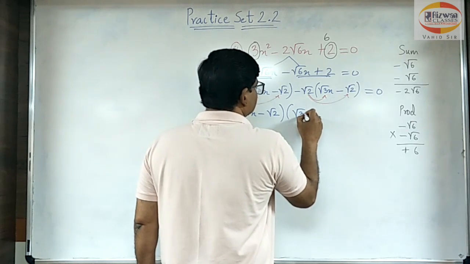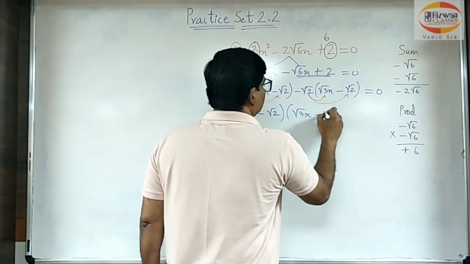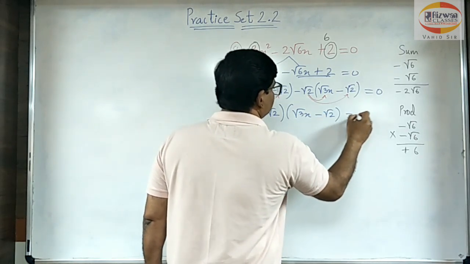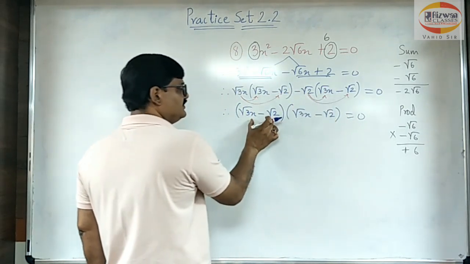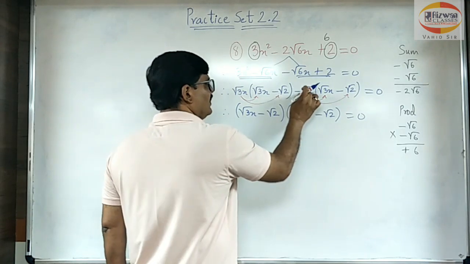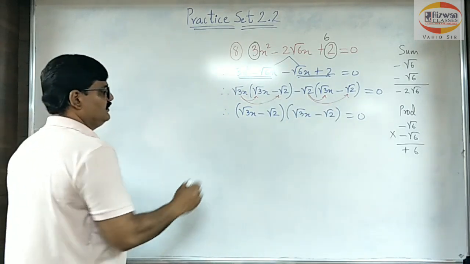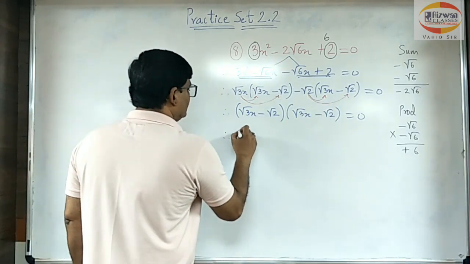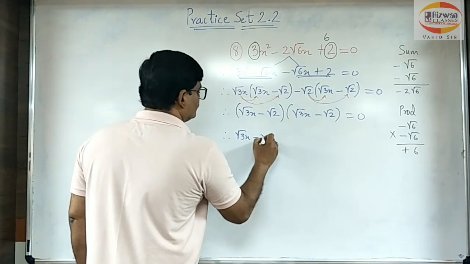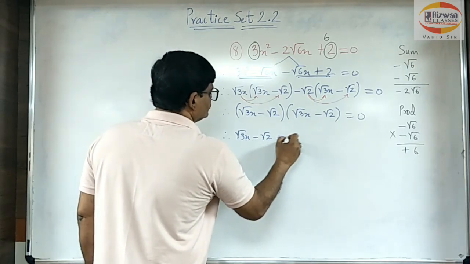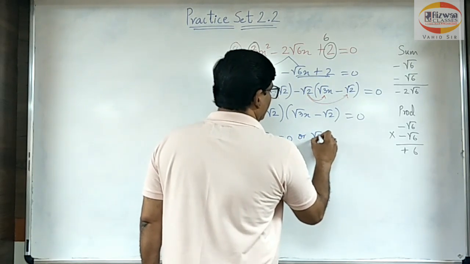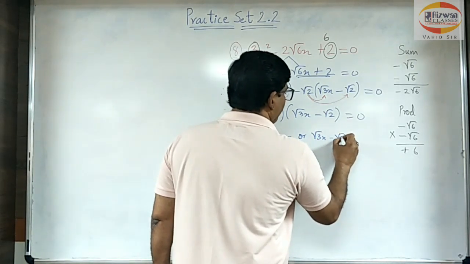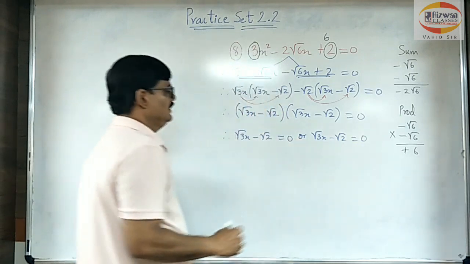Root 3x minus root 2 is equal to 0. I took this common bracket, root 3x minus root 2, in the common, and root 3x minus root 3 in another bracket. And therefore you will be getting over here root 3x minus root 2 is equal to 0, or root 3x minus root 2 is equal to 0.